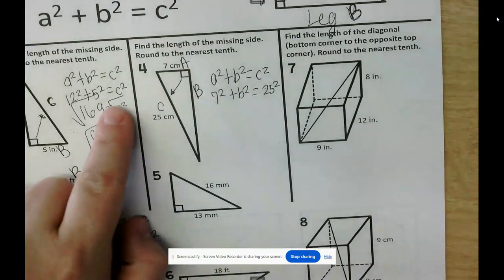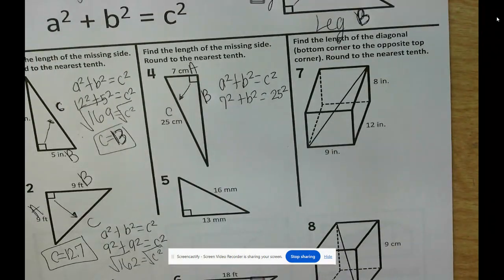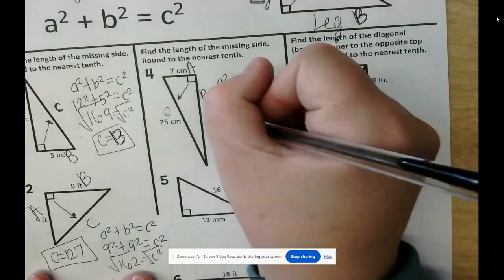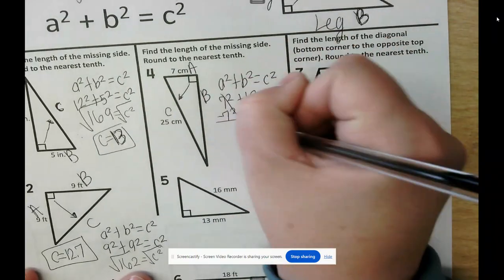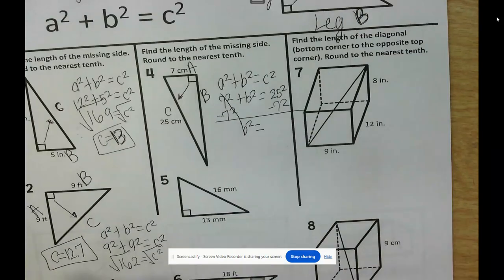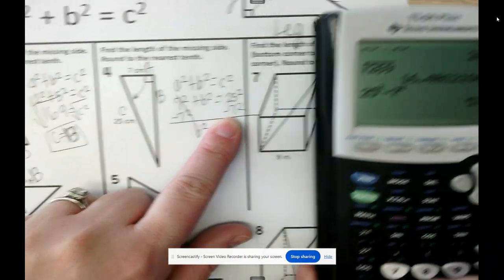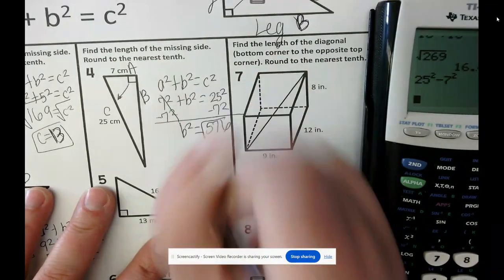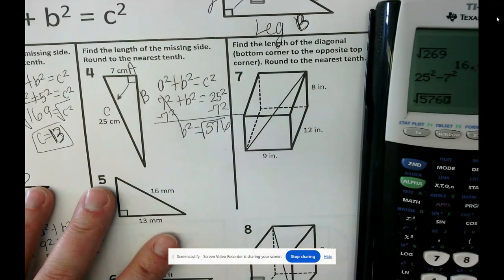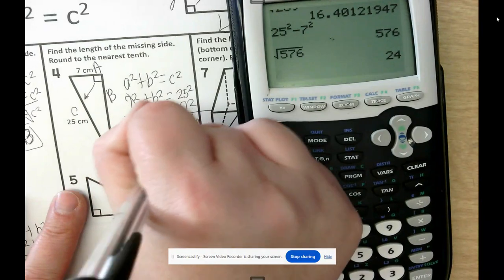When we were looking for C, we added them. But since it's B, we have to do a little bit of solving like an equation. So we're going to subtract to get B alone. So I'm left with B squared. And so now I've got to do 25 squared minus 7 squared. And that gives me 576. Then we'll square root it, and we get 24. So B equals 24.